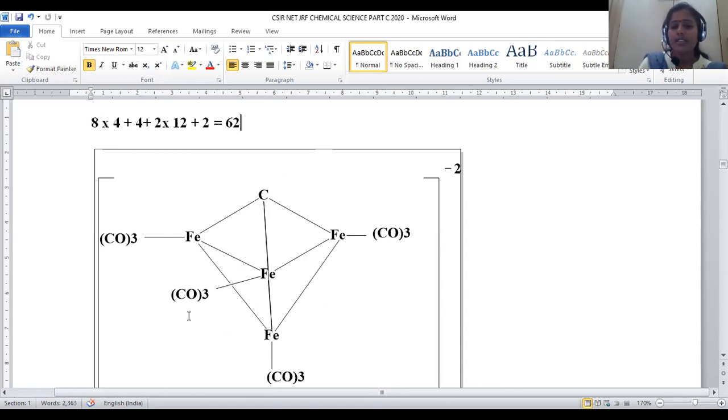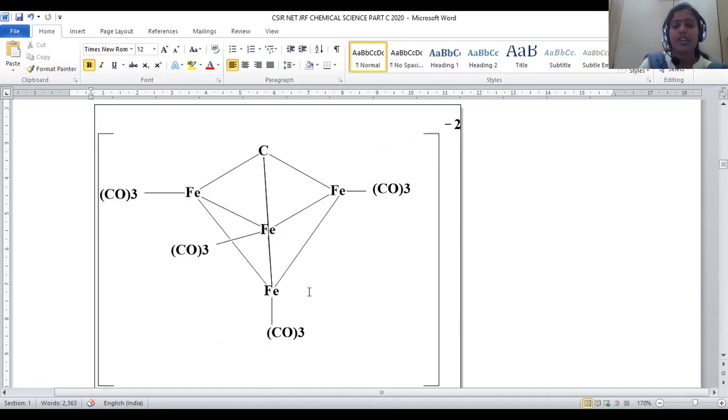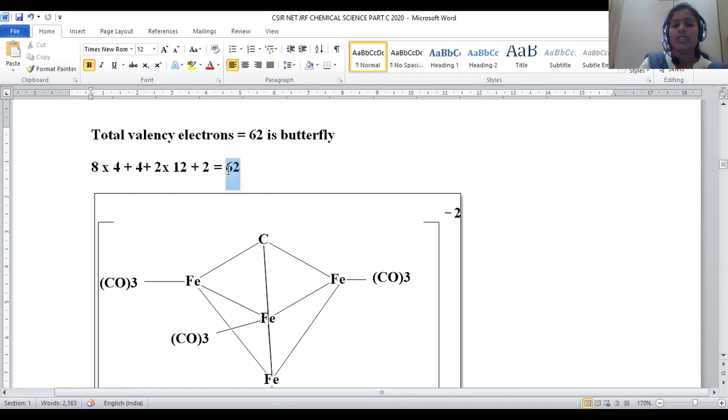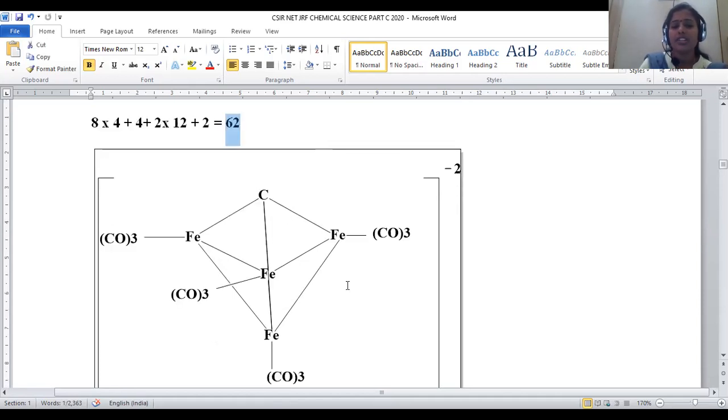Now how many carbonyl groups are there? Total 12 carbonyl groups are present within the molecule. Each carbonyl contributes 2 electrons to the system, so 12 into 2 becomes 24. The complex is also associated with a -2 charge, so these 2 electrons will be added. Then the total valence electron count for this complex will be 62. Based on 62, the cluster structure will definitely be a butterfly structure.